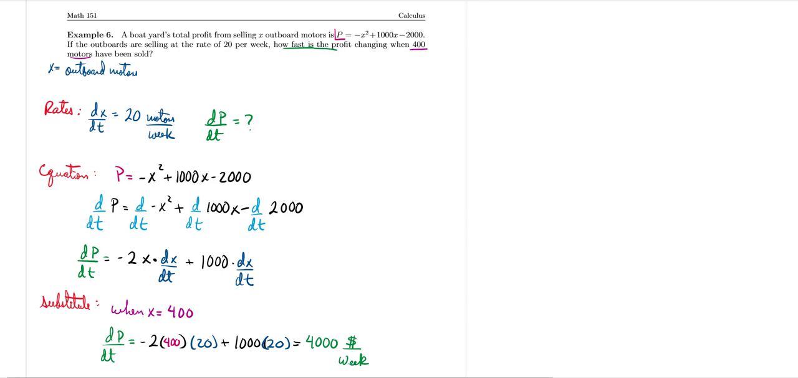This one, as you can see, wasn't too bad because there was no need to make a diagram and we were pretty much given the equation. We just had to be comfortable using implicit differentiation with respect to time. Okay, now let's take a look at another example.